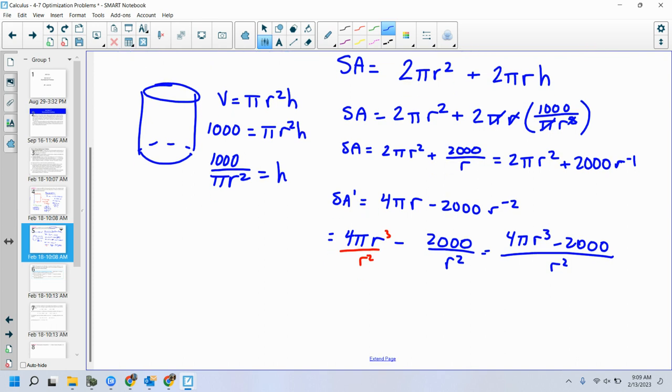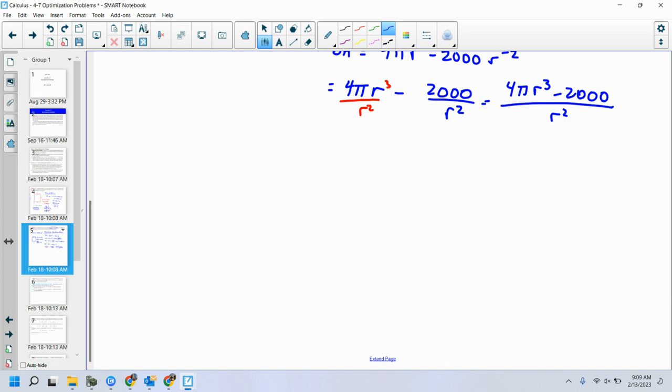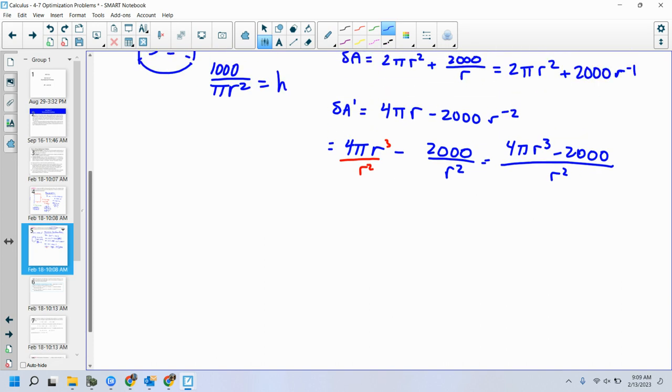Okay, well, in this case, if I want to find the possibilities of maximum or minimum points, I need to not only find the zeros of this function, but I also need to think about when the derivative does not exist. When does the derivative not exist? When r equals 0. Okay, so here are my critical points. When r equals 0, and also when 4 pi r cubed minus 2,000 is equal to 0.